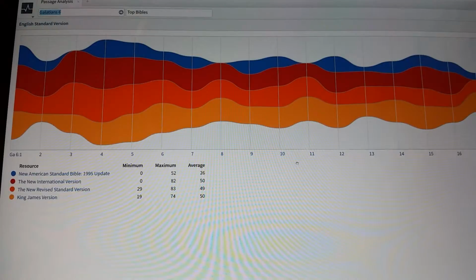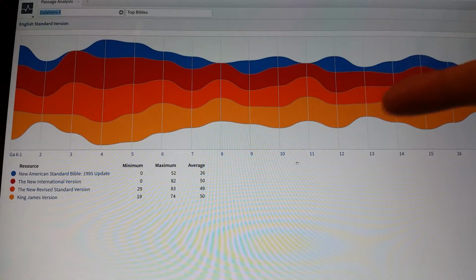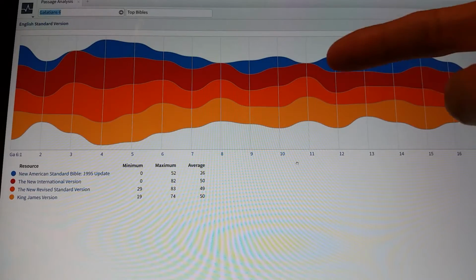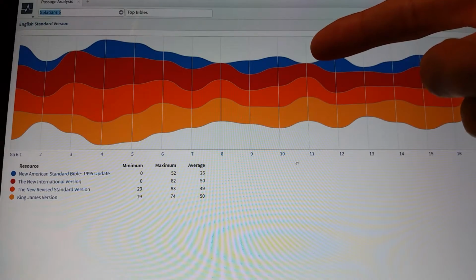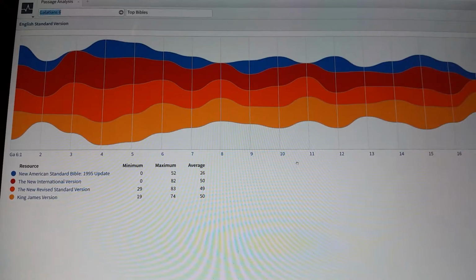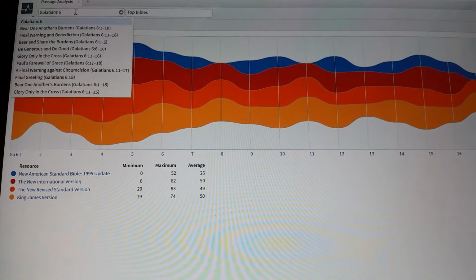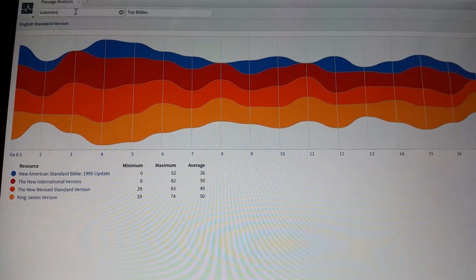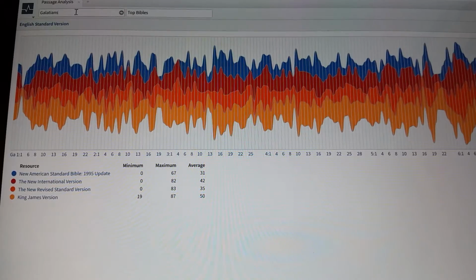I guess what I don't understand as far as the graph is how it's laid out. Like, I don't know if there's a base in the middle. Like, why can't this blue go any further down? I mean, at a quick glance, it's really helpful, especially if we were to maybe just look at the entire book of Galatians.